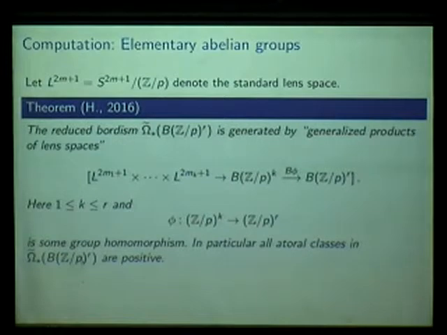And this is not enough to generate the Bordism. We pass from the classifying space of Z mod p^k to the one of (Z mod p)^r, which is the group that is appearing here, just by applying some group homomorphism. In some sense, you could think of that as a twisted product of lens spaces, or I call it a generalized product of lens spaces.